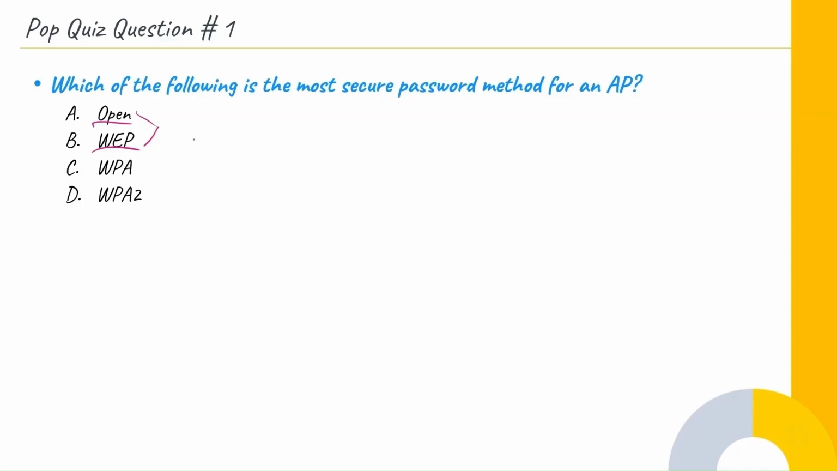Wired Equivalency Protocol used a rudimentary encryption, but it was very poor and easy to crack. Open is just no password, so obviously there's no security there. Wi-Fi protected access is better, but Wi-Fi protected access 2 is the best one that we have in terms of the IT fundamentals. But do remember, there's an emerging Wi-Fi protected access 3, which will be even better. But for this, WPA2 is your answer.